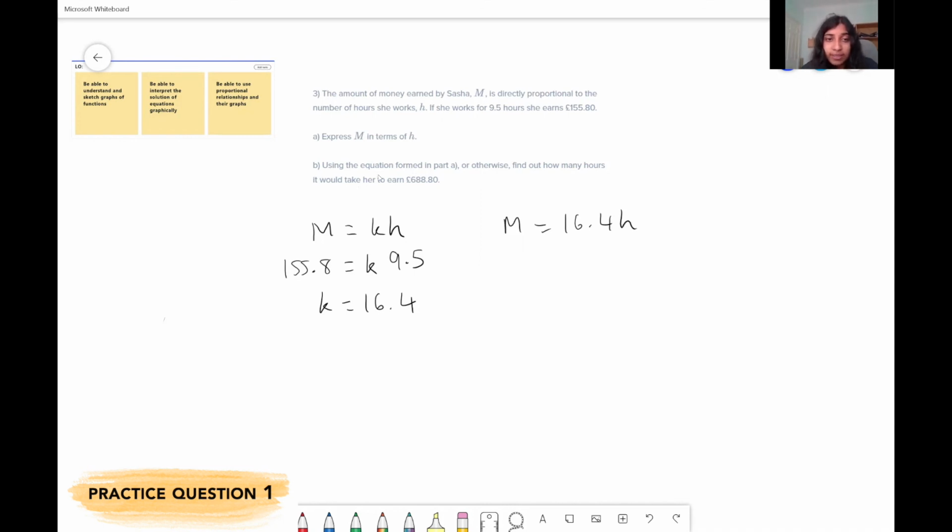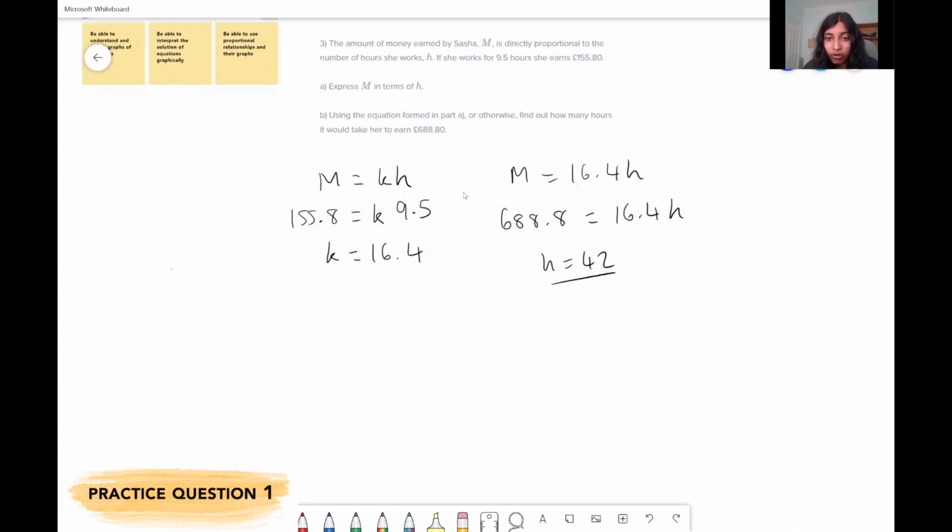Then we want to use the equation to find out how many hours it would take her to earn £680.80. So you just plug in M as 680.8, equal to 16.4H, and then we do 680.8 divided by 16.4, and that should give H is equal to 42. And if we were to draw the graph of M against H, with H here and M here, it would be another straight line with M equal to 16.4H.